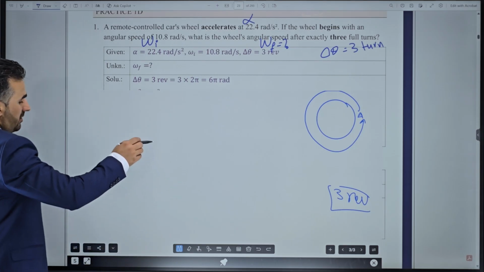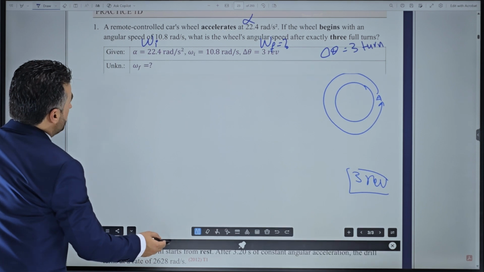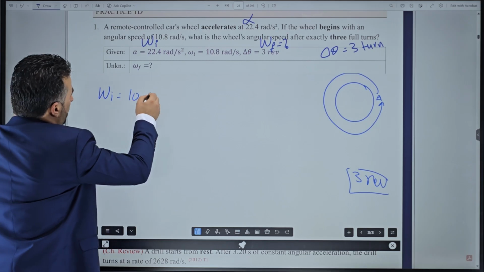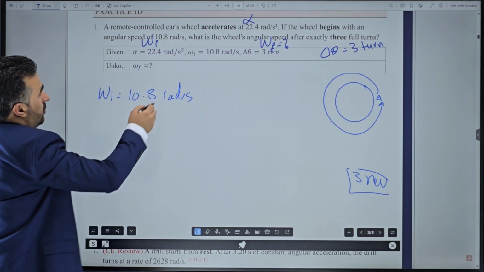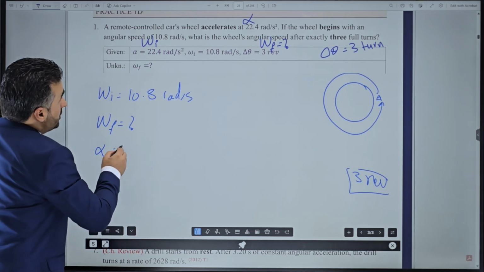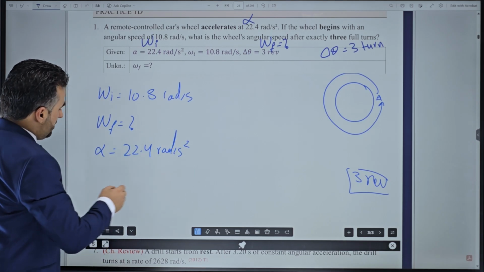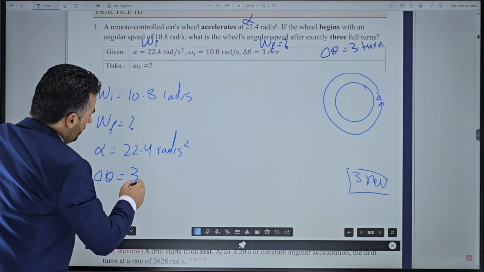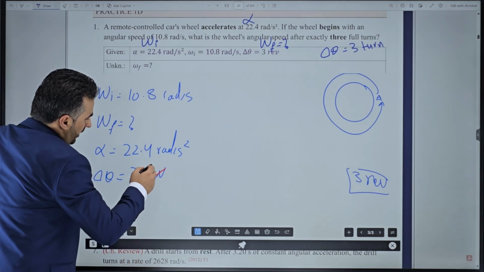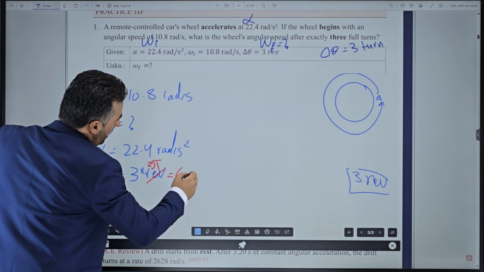So one more time, let's write what is given and what is unknown so that we can get into this question. Once again, we have initial angular speed, which is 10.8 radian per second, and omega final is unknown. Then angular acceleration is 22.4 radian per second squared. And then delta theta is 3 full turns, or you can say 3 rev, because every rev is 2 pi radian. So that is 3 times 2 pi, which equals 6 pi radian.